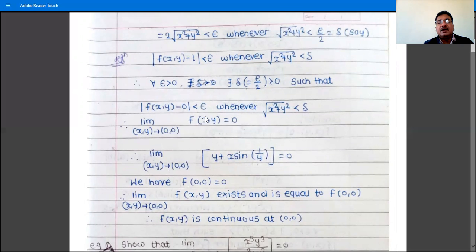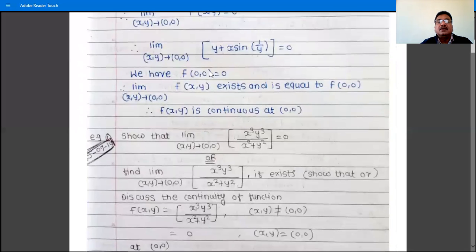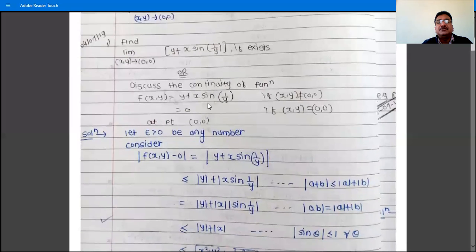And therefore what is fxy? Fxy is y plus x sin 1 by y, and its limit is 0. So this limit exists and is equal to 0. If the limit exists, then take it as equal to 0. And what is f of 0 0? F of 0 0 is 0. This is given. F of xy at 0 0 means what? F of 0 0 is 0.